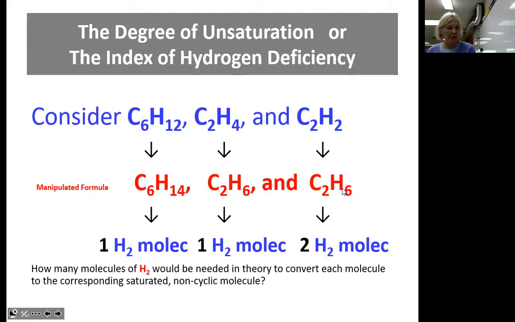Now, when I compare the given formula to the manipulated formula, how many hydrogen molecules did you have to add to accomplish that change? To go from 12 to 14 hydrogen atoms, I needed 1 molecule. To go from 4 to 6 hydrogen atoms, I needed 1 H2 molecule. And here in the third example, I needed 2 molecules.